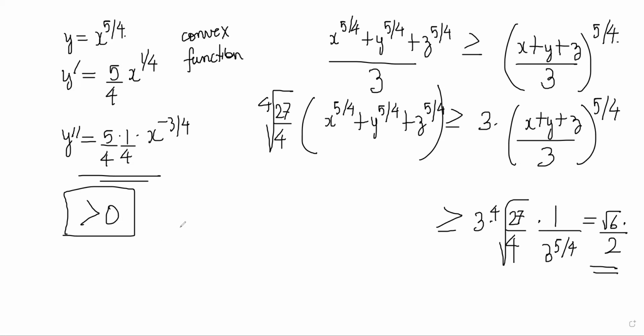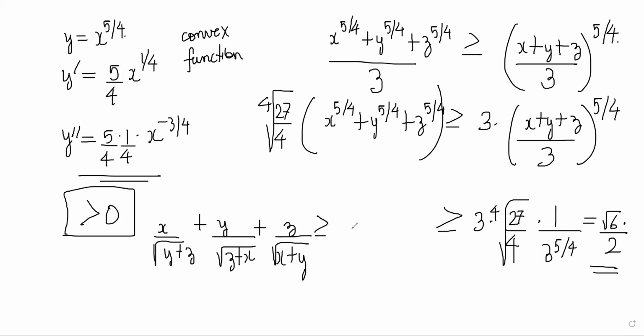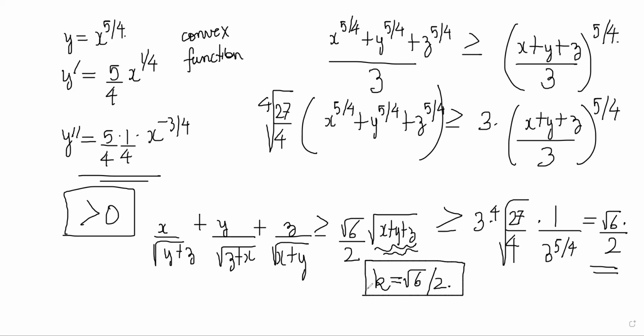So we have proved that x by root over y plus z plus y by root over z plus x plus z by root over x plus y is greater than or equal to root 6 by 2 into root over x plus y plus z, because we have assumed that this is 1. So our value of the constant k is root 6 by 2. If your constant k is greater than or equal to that, then you are always assured that this is the maximum possible value of the constant basically for which this works.